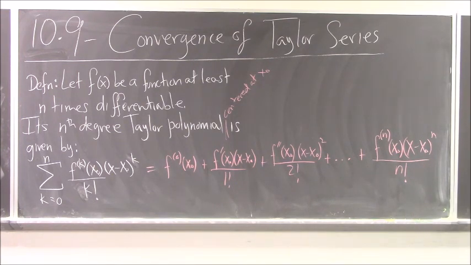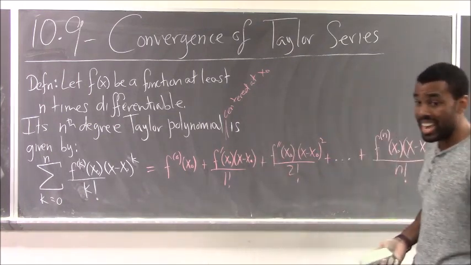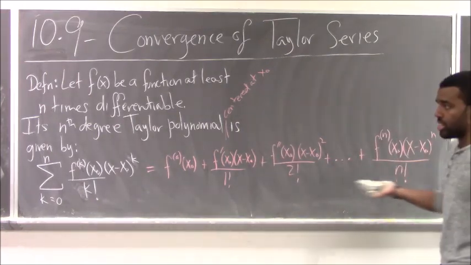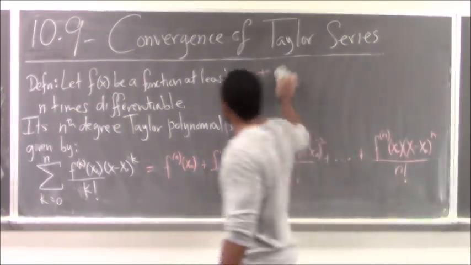3, 2, 1, snap. And then I'll give you another definition. So this is the first definition. What is a Taylor polynomial, an nth degree Taylor polynomial? Well, this is it. It's just a finite Taylor series. You only go up to the nth power.